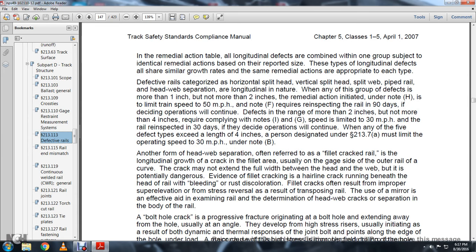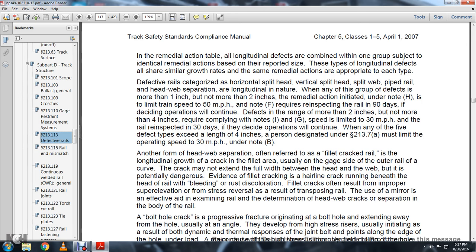Defective rail is categorized as horizontal split head, vertical split head, split web, piped rail, or head web separation, all longitudinal in nature. When any of this group of defects is more than 1 inch but not more than 2 inches, the remedial action initiated under note H limits the train speed to 50 miles an hour. Note F requires reinspection of the rail in 90 days.